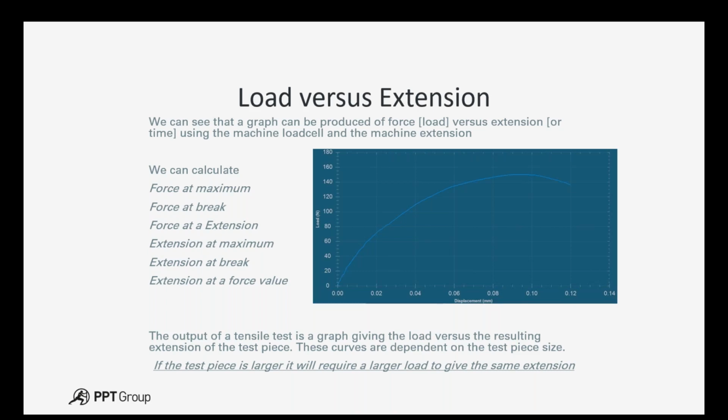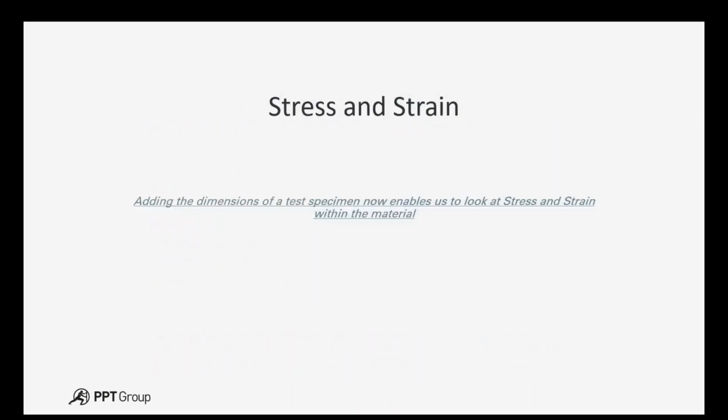But if we need to have larger samples, or we need to look at test piece sizes and stuff like that, we have to start increasing the size of the capacity of the machine to do this, to get similar readings based on the extension. So what we do is we like to start giving the item dimensions, and from this we can then start looking at stress and strain. So adding a dimension to a test specimen enables us to do this.